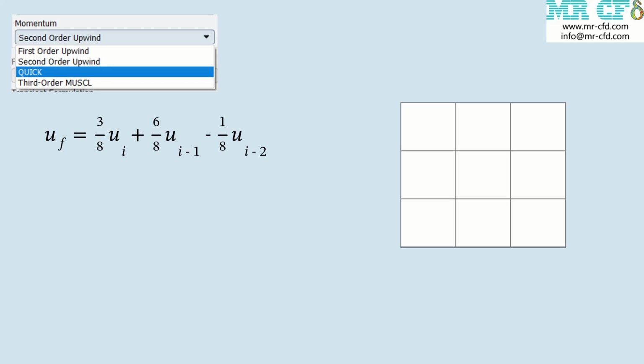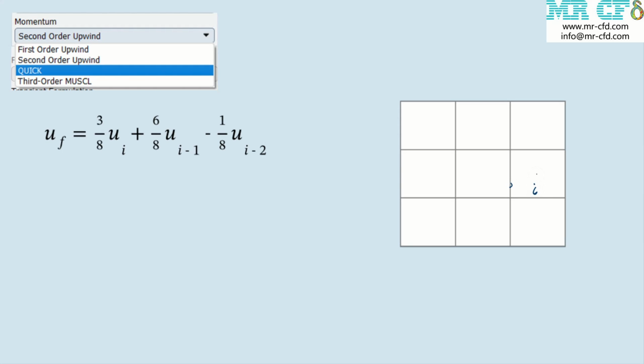The next scheme we can use for the discretization of momentum is QUIC, quadratic upwind interpolation for convective kinematics, which is a third-order scheme, also known as a higher-order scheme. In this scheme, the velocity at face F is computed as follows: UF is equal to 3/8 UI plus 6/8 UI minus 1 minus 1/8 UI minus 2, where I refers to the downstream cell, I minus 1 is the upstream cell, and I minus 2 is the second upstream cell.